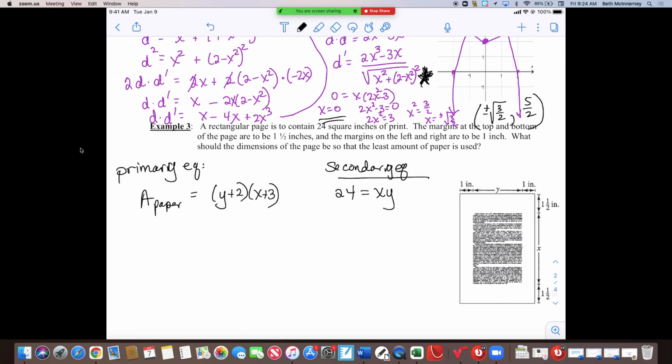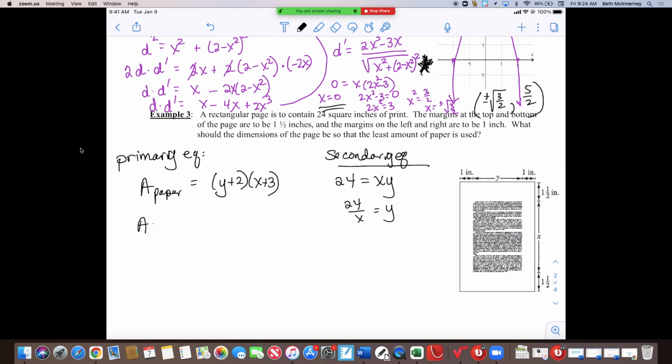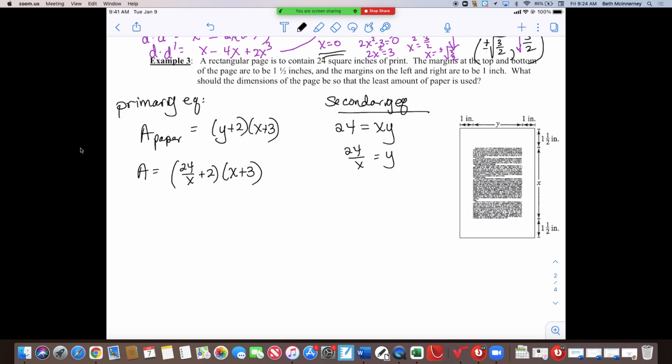So what I chose to do is I chose to solve for y in my secondary equation, and get it in terms of x. All right, so I'm going to FOIL this. So that'll be 24 plus 72 over x plus 2x plus 6. So that is super ugly.